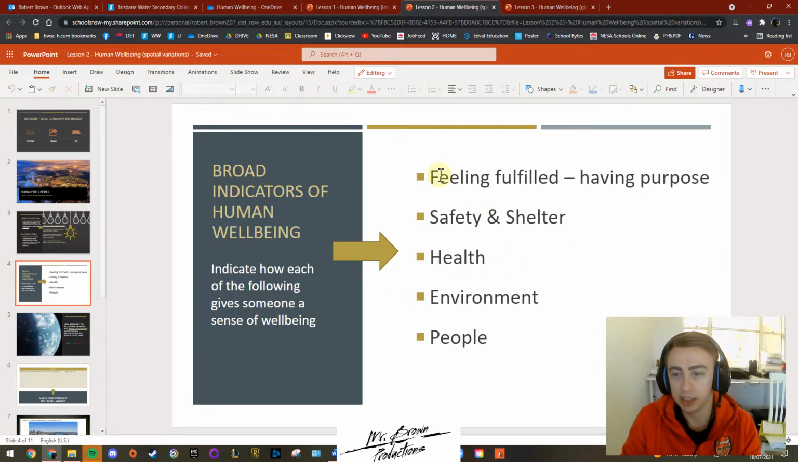So how might feeling fulfilled or having purpose give you a sense of well-being? How does having safety or shelter give you a sense of well-being? Health, environment, people. It could just be a brief, quick example, and there's no one right answer. There's probably lots of different right answers for each of these. So write just one thing on how each of these might give someone a sense of well-being.